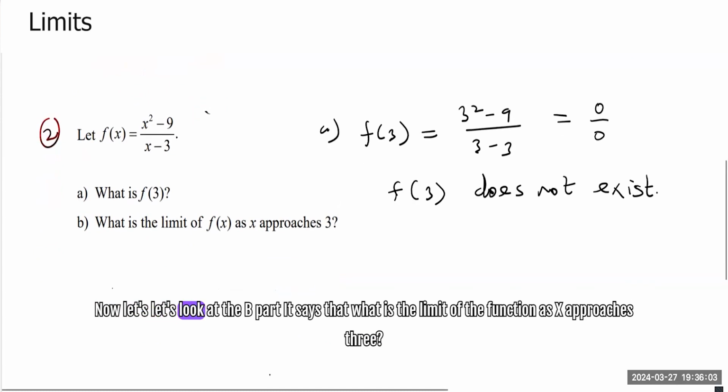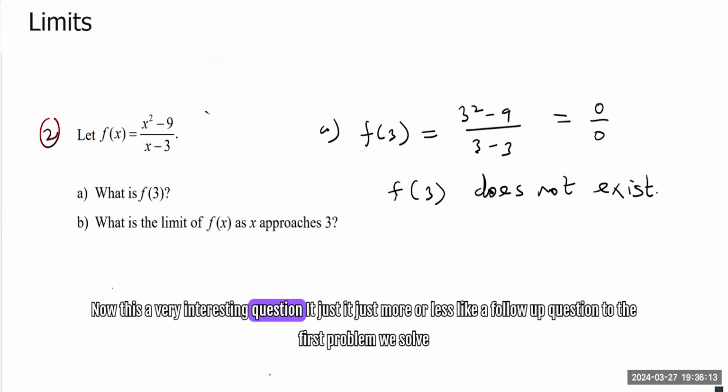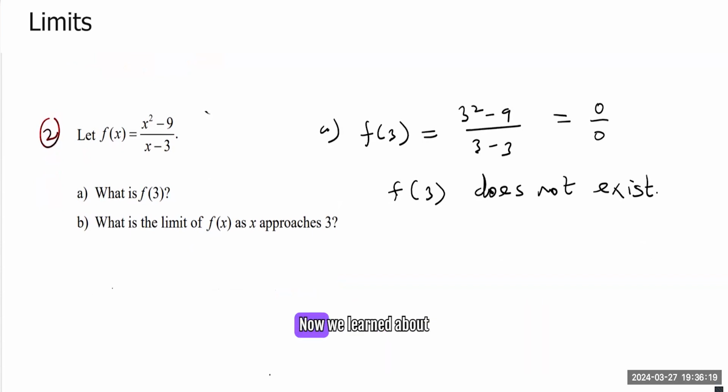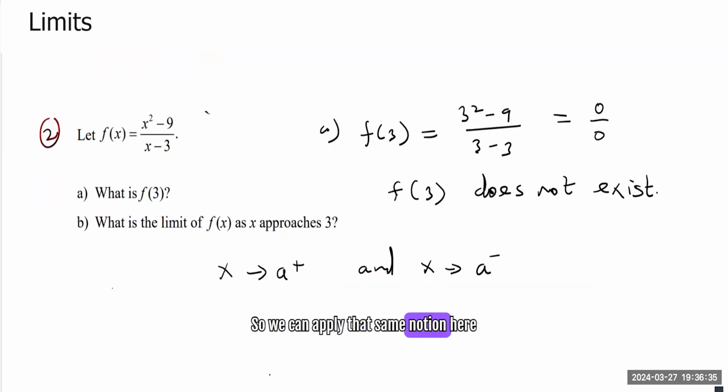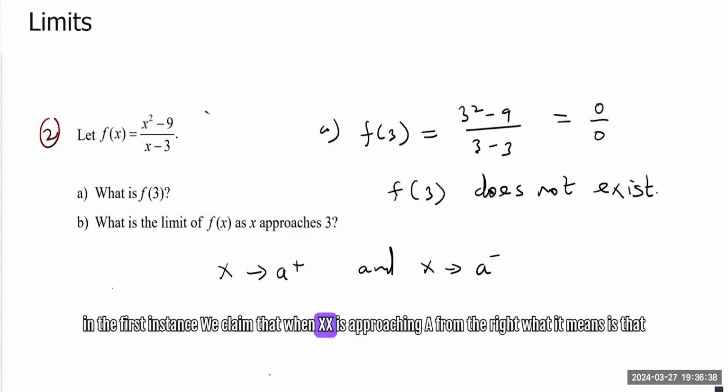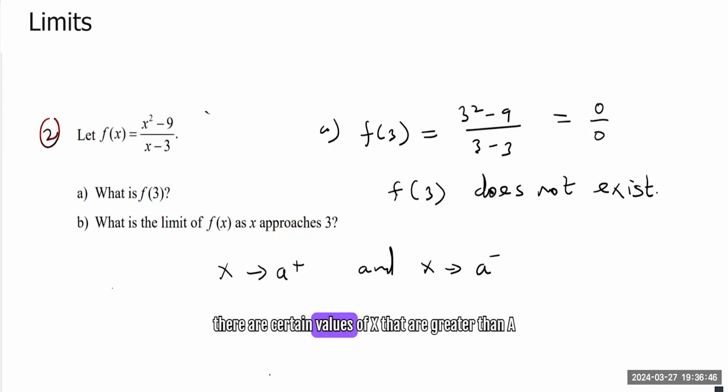Now, let's look at the B part. It says, what is the limit of the function as x approaches 3? Now, this is a very interesting question. It is more or less like a follow-up question to the first problem we solved. Now we learned about x approaches a from the left, so we can apply that same notion here. In the first instance, we claim that when x is approaching a from the right, what it means is that there are certain values of x that are greater than a. Conversely, if x is approaching a from the left, it means that there are certain values of x that are lesser than a.